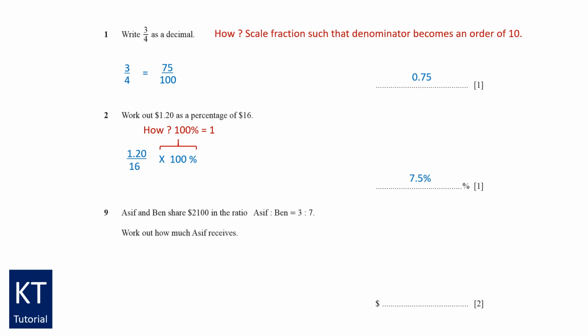Question 9. Azif and Ben share $2,100 in the ratio of 3 to 7. Work out how much Azif receives. Another question in relation to some part of the whole, with Azif's portion being some part and 3 plus 7 as the total portion. This being multiplied by $2,100 will give us the solution $630.